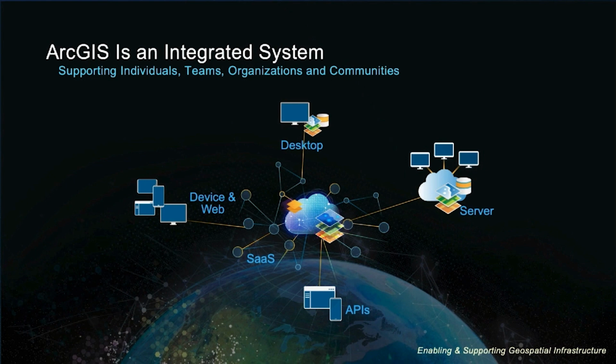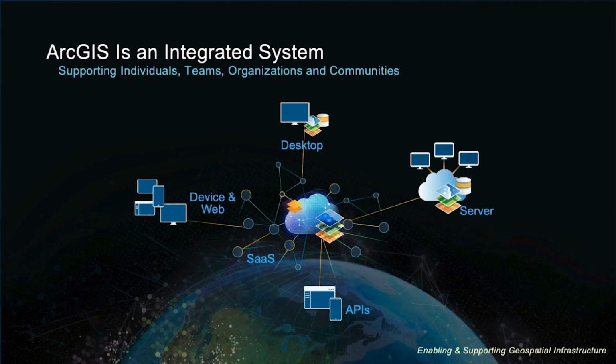Before we do that, let's take a step back and let's talk about the software from Esri. Let's talk about ArcGIS. This is our core software from Esri. And really, it's an integrated system that can support individuals, it can support teams, it can support organizations and communities. We have software that runs on the web and devices, on desktop, server. We have APIs for building your own tools with this software.